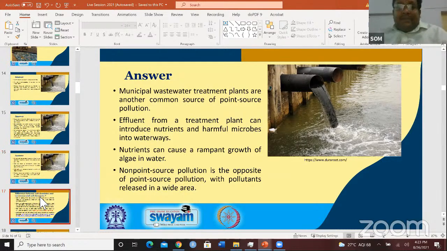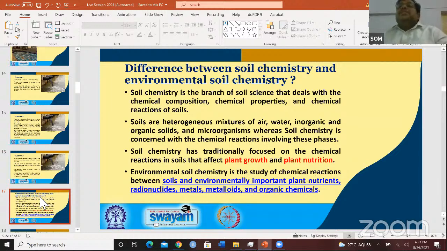Now, the next question which you have asked is the difference between soil chemistry and environmental soil chemistry. Well, there is a clear difference. Soil chemistry is a branch of soil science that deals with the chemical composition, chemical properties, and chemical reactions of soils. It has traditionally focused on the chemical reactions in soil that affect plant growth and plant nutrition. So generally, when we talk about soil chemistry, these are the chemical aspects related to plant growth and plant nutrition.